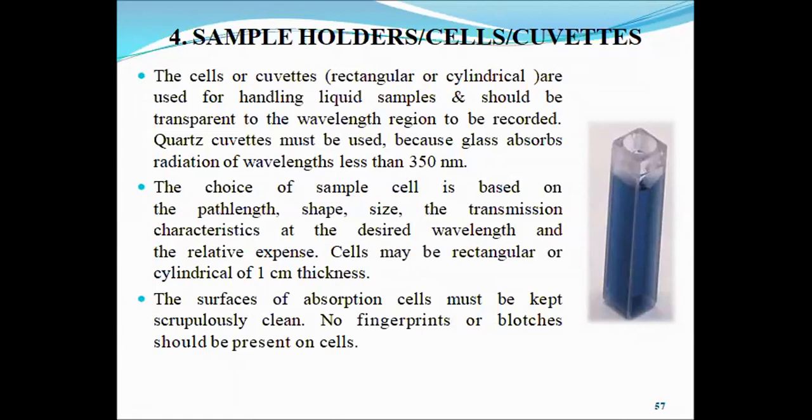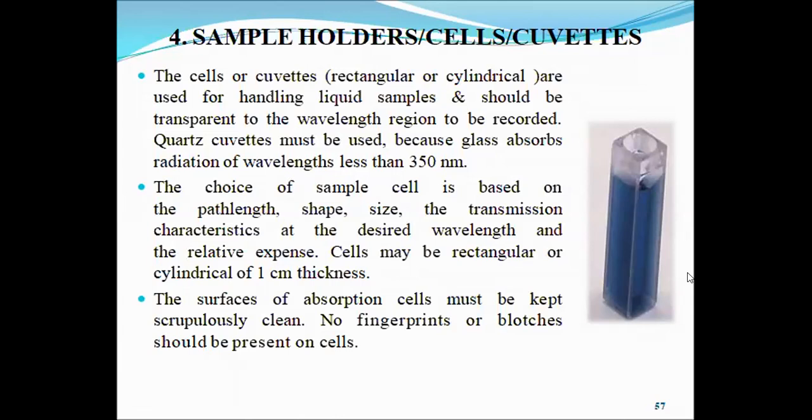So the choice of the sample cell is based on the path length, shape, size, and transmission characteristics. The cells can be of any shape, rectangular or cylindrical, generally of 1 centimeter thickness. And we have to keep these cells very clean. No fingerprints or blotches should be present on the cells.